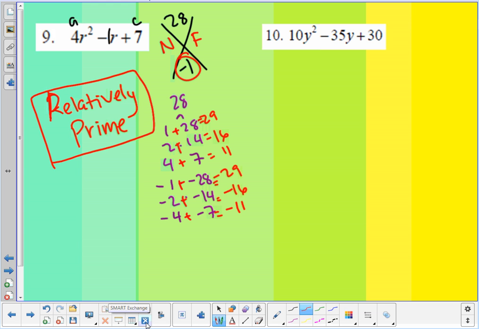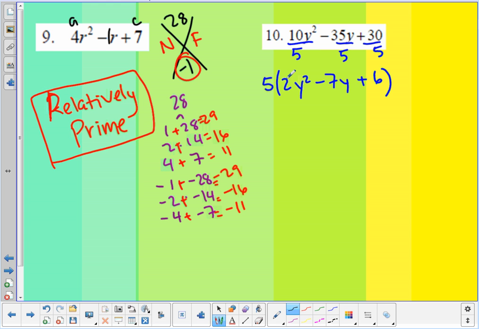Okay, so let's look at number 10. In number 10, I have 10y squared minus 35y plus 30, and I need to start by finding my GCF. I notice that there's a 10, a 35, and a 30. Those are all divisible by 5. So I can divide out a 5 from all of them. I can't take a y out because I don't have a y with the 30, but I can take out a 5. So I'm going to put my 5 out front and see what that leaves me with. That leaves me with 2y squared minus 7y plus 6.